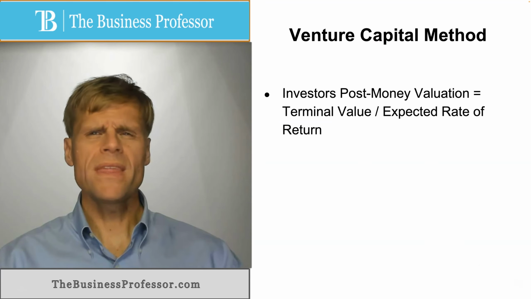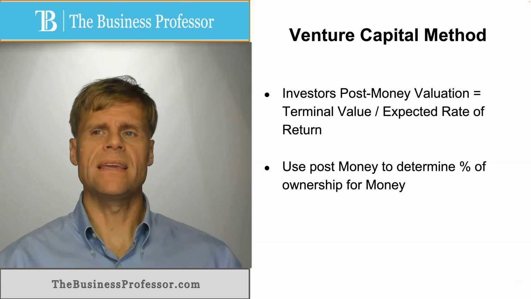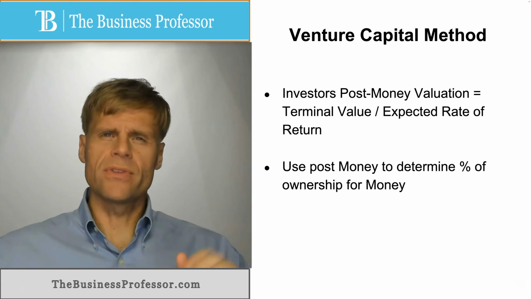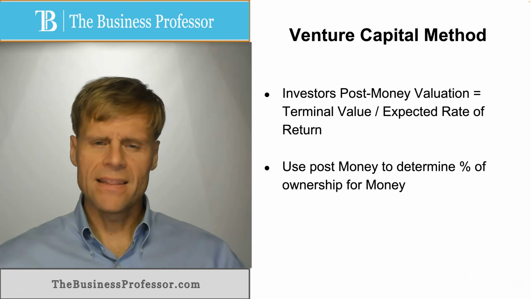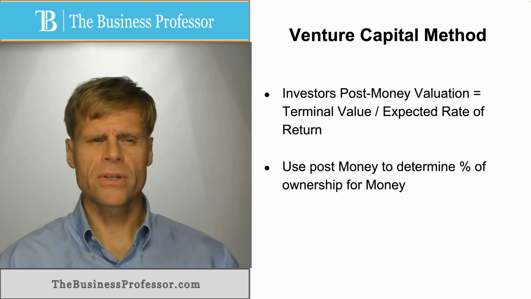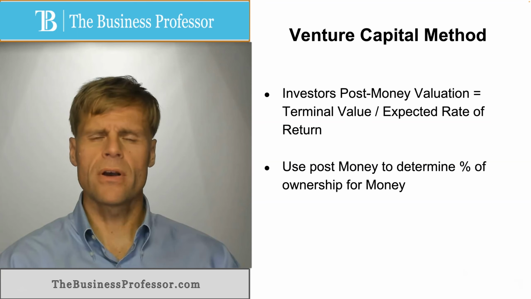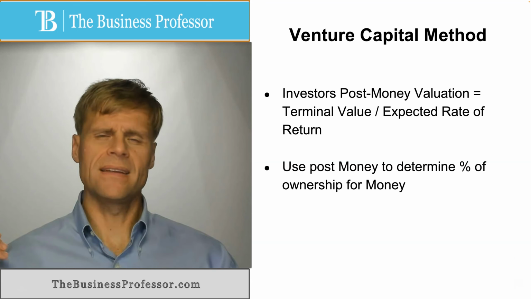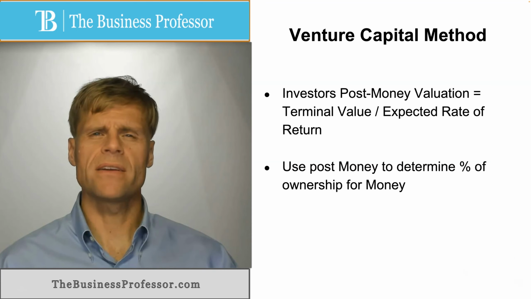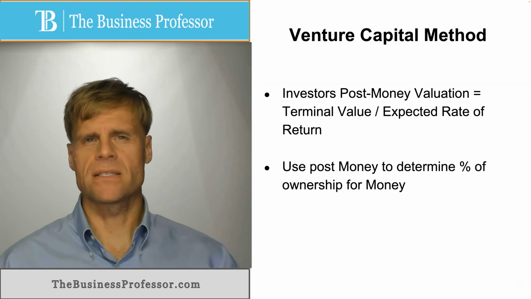And so what they do in this scenario is they look at the final value of the company, the terminal value of the company, right? And then they divide that by their expected rate of return. So if the terminal value of the company is $100,000 and they need 10 times their money, well, the terminal value of the company then is $10,000.